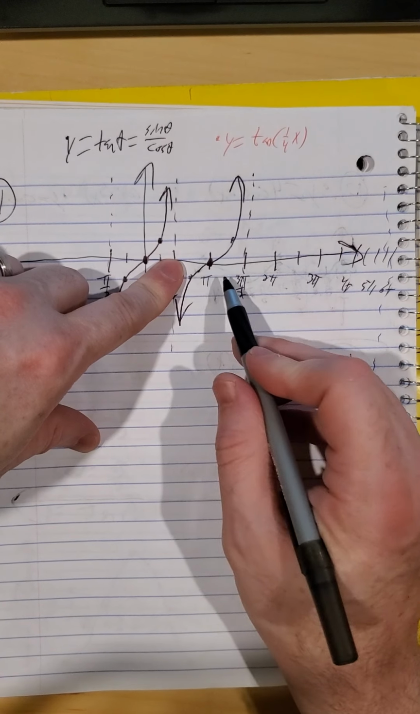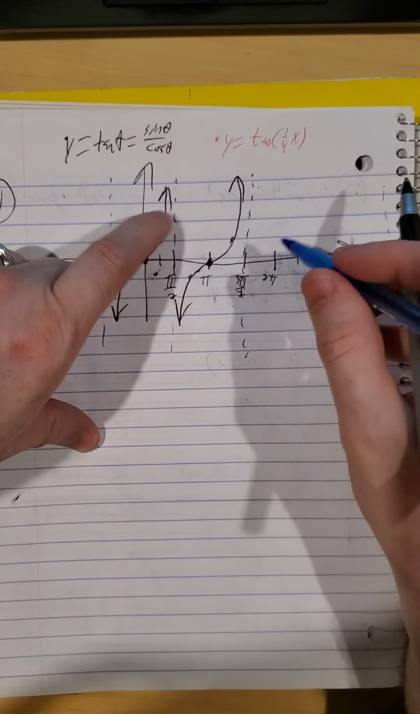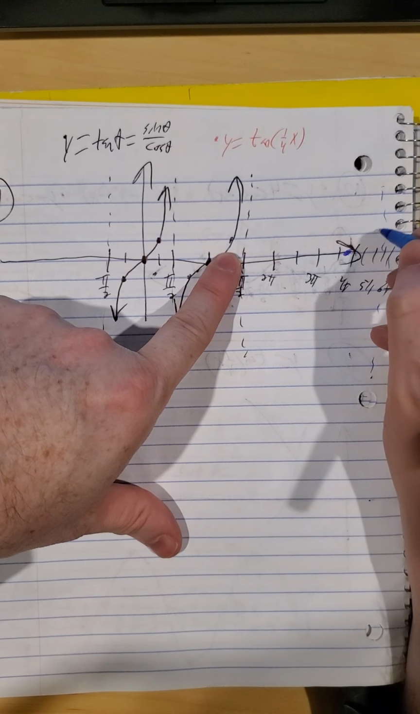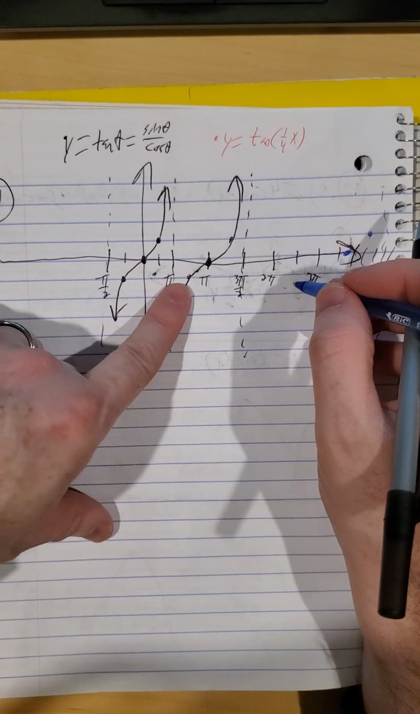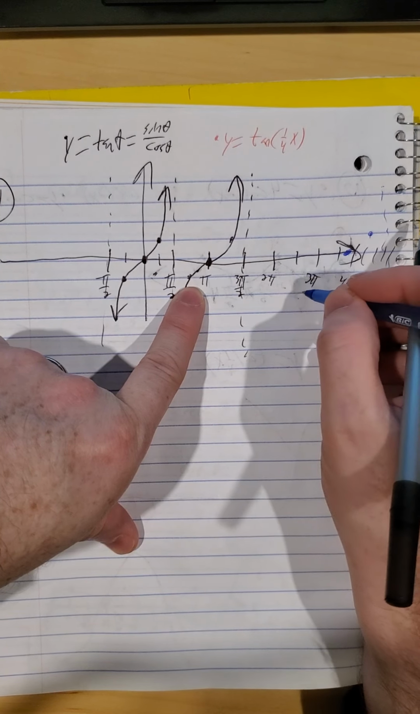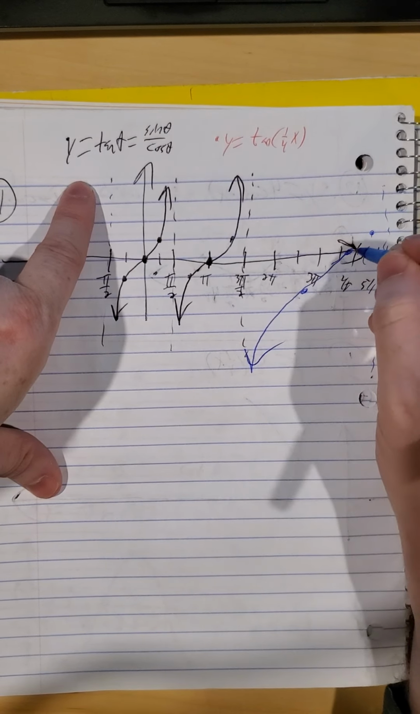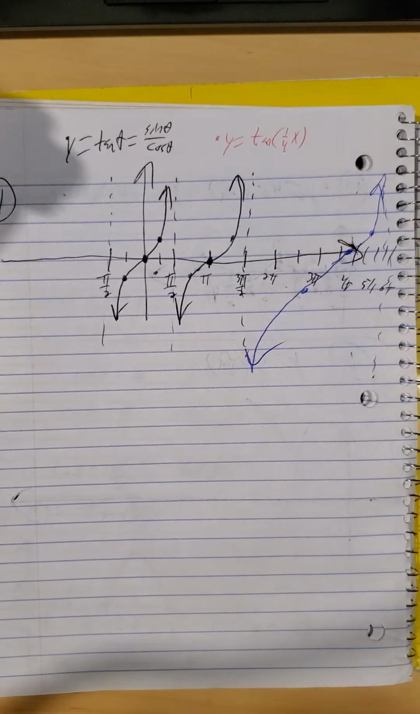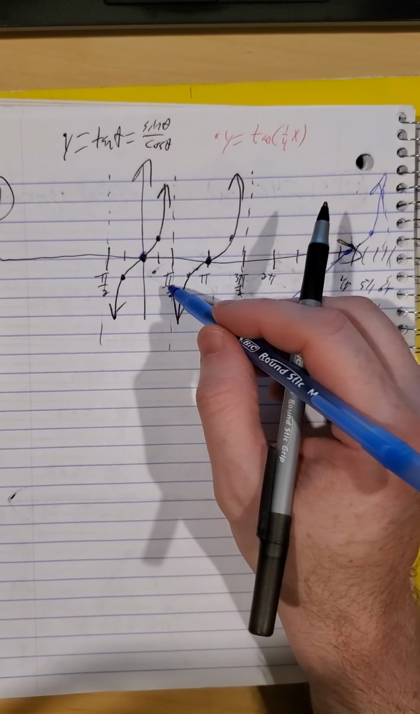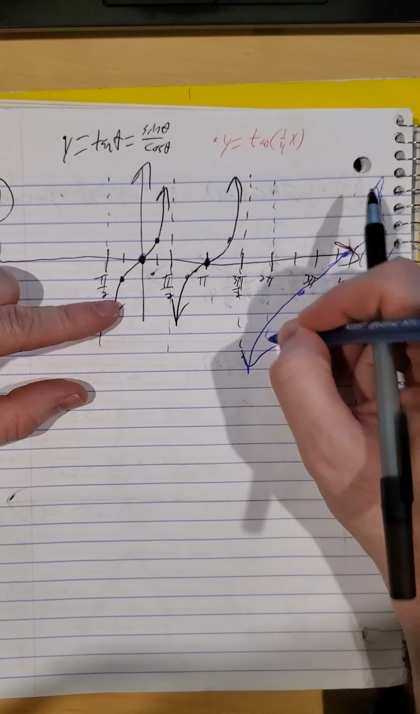So what used to happen at pi is now happening at 4 pi. At 5 pi over 4 is now happening at 5 pi. At 3 pi over 4 is now happening at 3 pi. So we still have the same basic shape. We've just stretched it out quite a bit. So what happens at 0 stays at 0. What used to happen at pi over 2 is now happening at 2 pi. 4 times pi over 2 is 2 pi.